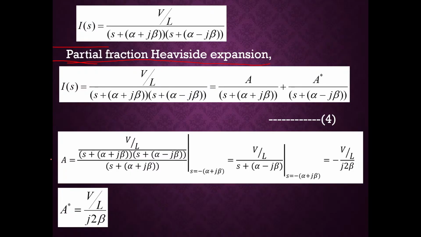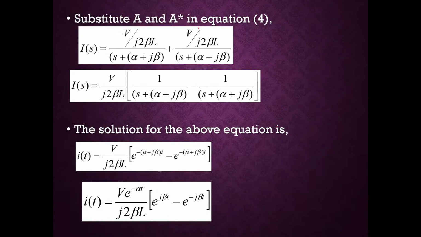So now I know A and A conjugate. I will substitute A and A conjugate in this equation number 4. So our modified expression for current in Laplace form: I of s is minus V by j2 beta into L, divided by S plus alpha plus j beta. So V by 2j beta L is there.